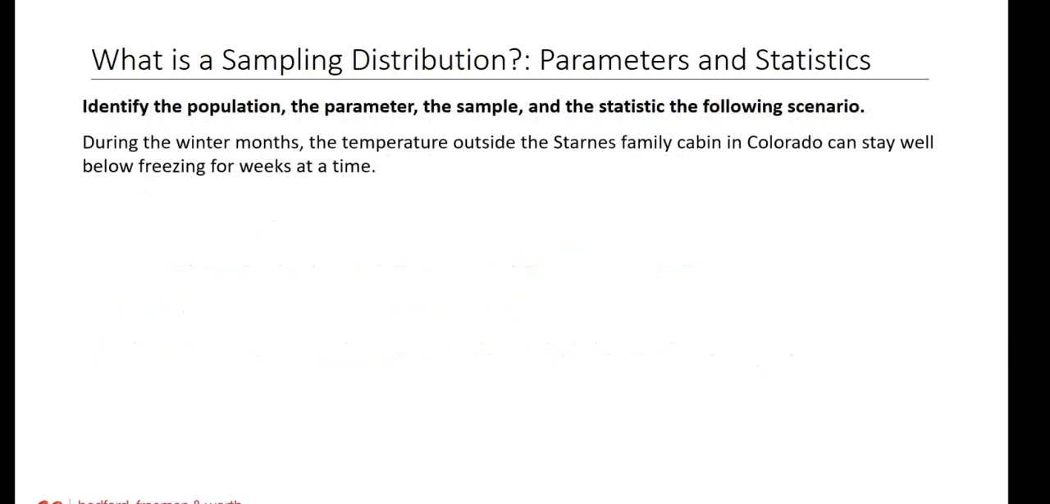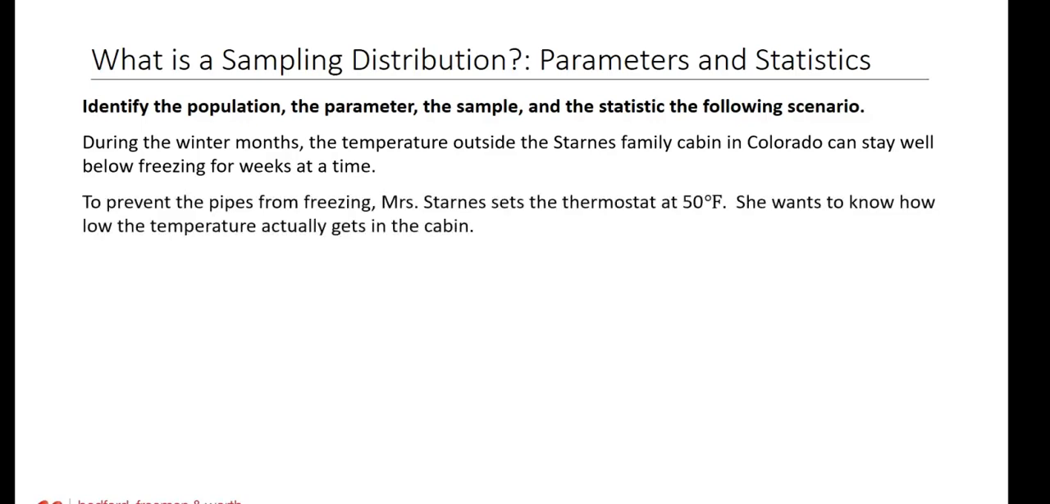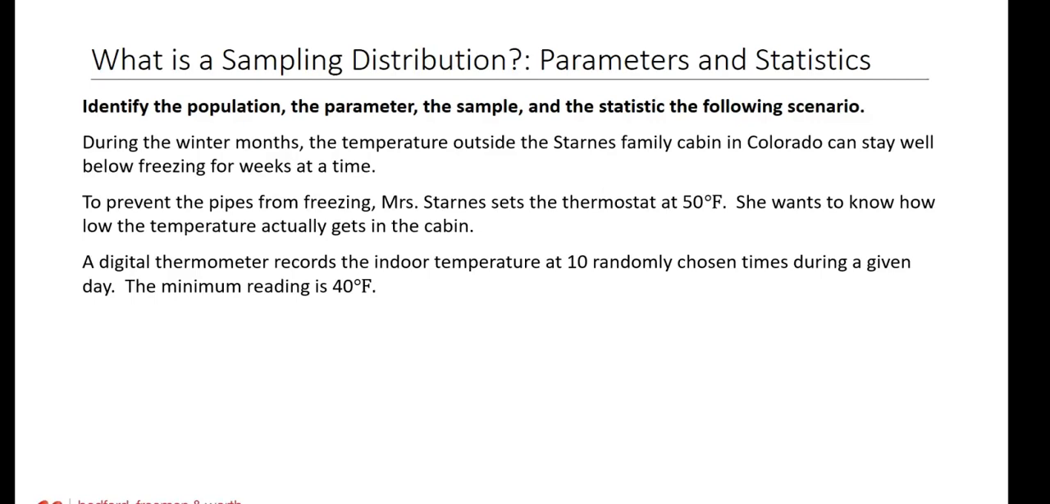During the winter months, the temperature outside the Starnes family cabin in Colorado stays well below freezing for weeks at a time. To prevent the pipes from freezing, Mrs. Starnes sets the thermostat at 50 degrees. She wants to know how low the temperature actually gets in the cabin. Oh, that's interesting. You set the thermostat, but it could actually be colder or warmer than that. We don't really know. So a digital thermometer records the indoor temperature at 10 randomly chosen times during a given day. The minimum reading is 40, so that's the lowest it goes.